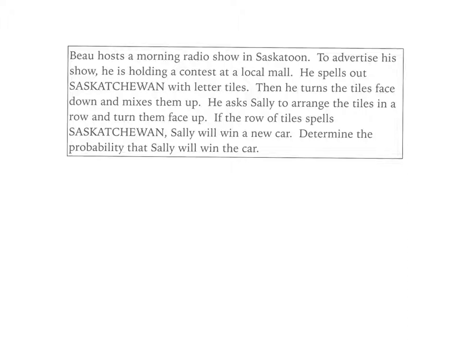Bo hosts a morning show. To advertise for his show, he's holding a contest at a mall. He spells out Saskatchewan with letter tiles. He turns the tiles face down and mixes them up. He asks Sally to arrange the tiles in a row and turn them face up. If the row of tiles spells Saskatchewan, Sally will win a new car. Determine the probability that she could win.